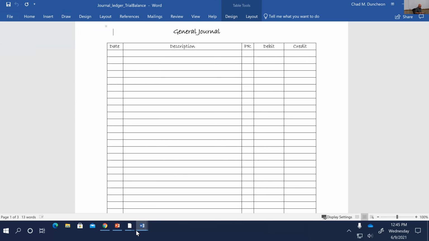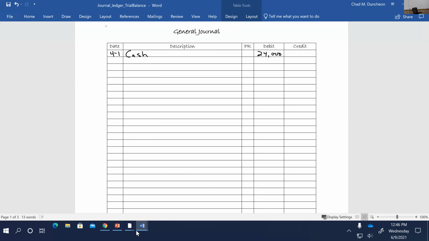It says we provide janitorial services and have the following transactions in April. On April 1st, we received $24,000 for services to be performed over the next 6 months. So we received money, we received cash. Our cash is an asset, normal debit balance, so we will increase our cash by $24,000.